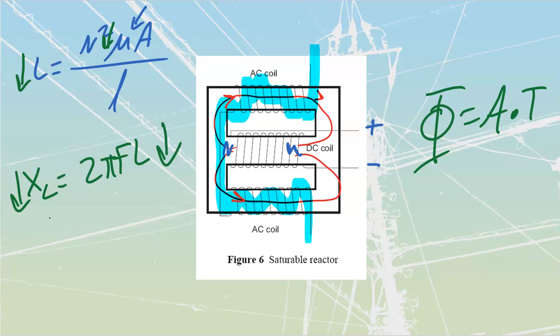We'll use them in all sorts of places where we need to control large amounts of AC current, but we want to control it just using electrical means, where I'm not having to physically move variable resistors or anything like that back and forth inside.